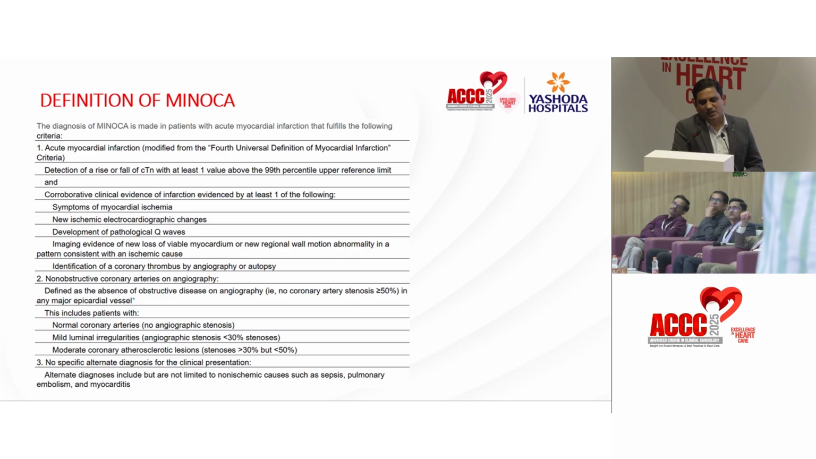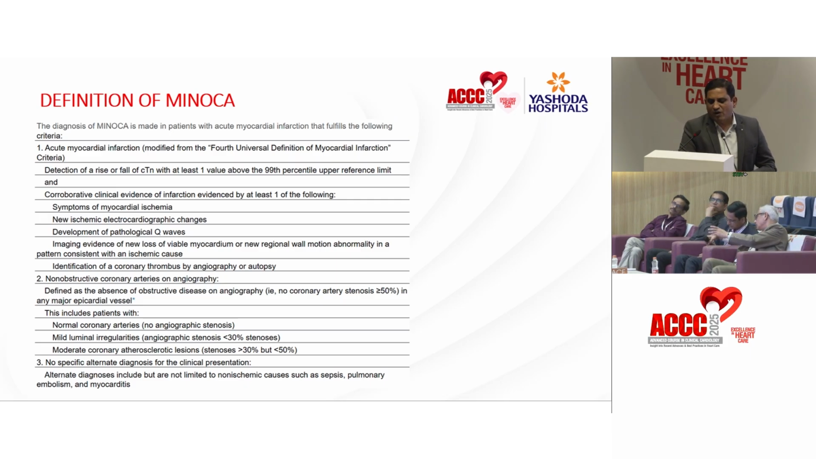One is it should satisfy the criteria of acute myocardial infarction according to the fourth universal definition of myocardial infarction. There should be detection of a rise or fall in troponin values with at least one value above the 99th percentile upper reference limit, along with corroborative clinical evidence of infarction evidenced by at least one of the following: symptoms of myocardial ischemia, new ischemic ECG changes, development of pathological Q waves, imaging evidence of new loss of viable myocardium, or new regional wall motion abnormality.